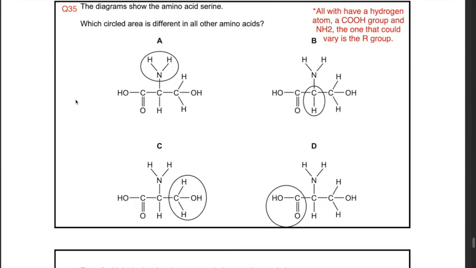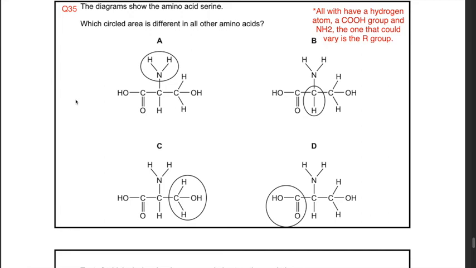Question 35. The diagram shows the amino acid serine. Which circled area is different in all other amino acids? All amino acids will have 3 constant parts and they are a hydrogen atom, a COOH group and NH2. All amino acids have these 3 parts being constant, they don't change. The one that changes and hence leads to the difference between all the other amino acids is the R group, and the R group over here is represented by C.